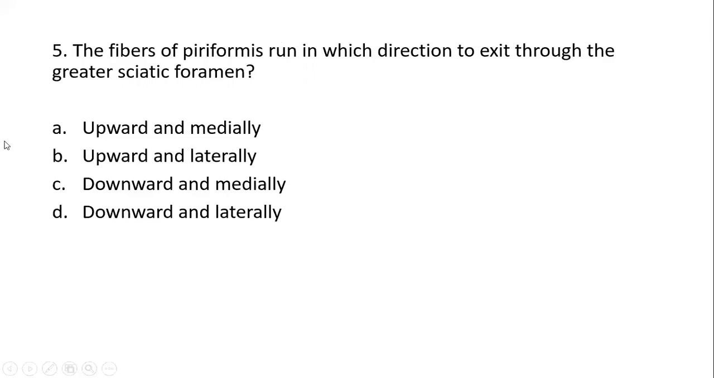So fibers of the piriformis muscle run in which direction to exit through the greater sciatic foramen? Upward and medially, upward and laterally, downward and medially, downward and laterally. Now, you must remember the relation of the origin and distal attachment or insertion of the piriformis. From where does it arise? Where is that attachment located? And distal attachment is located where? So you must know the relationship of those two attachments when it comes to piriformis muscle and this question.